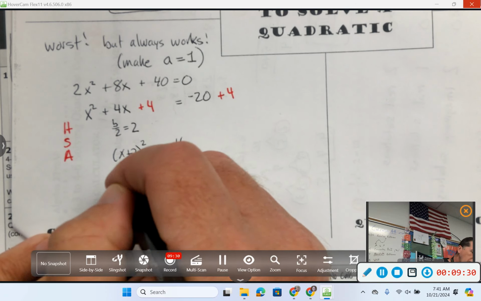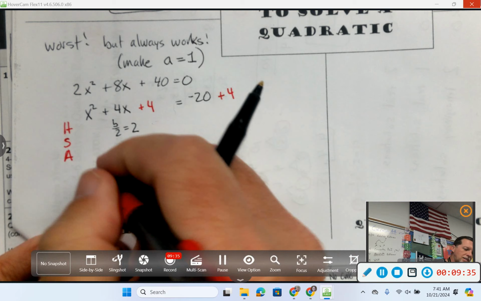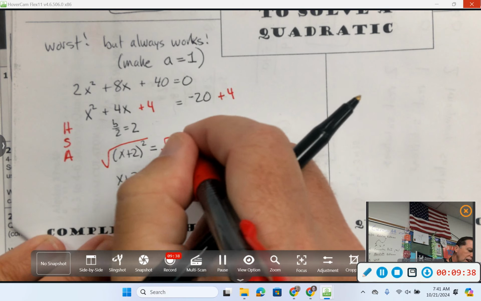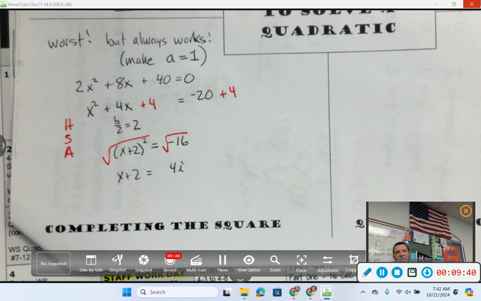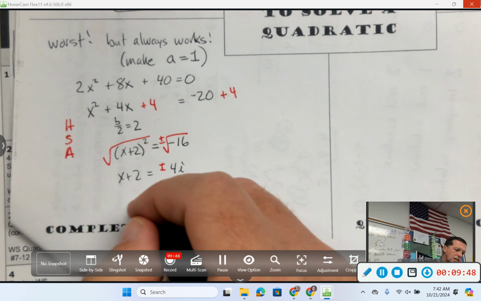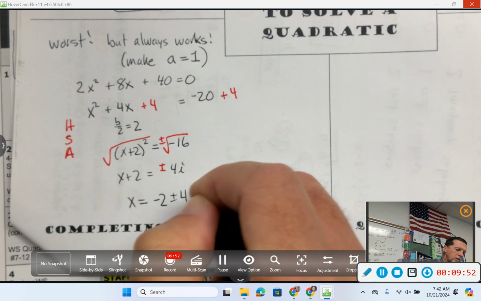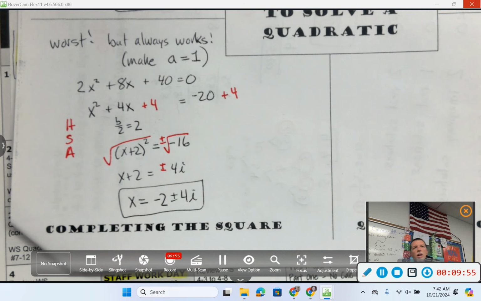Because then I square root that. I would say I get not exactly 4i. That's not quite right. Negative 2 plus or minus 4. The plus or minus on there. So when you square root both sides, don't forget the plus or minus. And then move the 2 over, so negative 2 plus or minus 4i. Worst method? I don't know, maybe. But always works. Still sticking with worst. Fair enough.